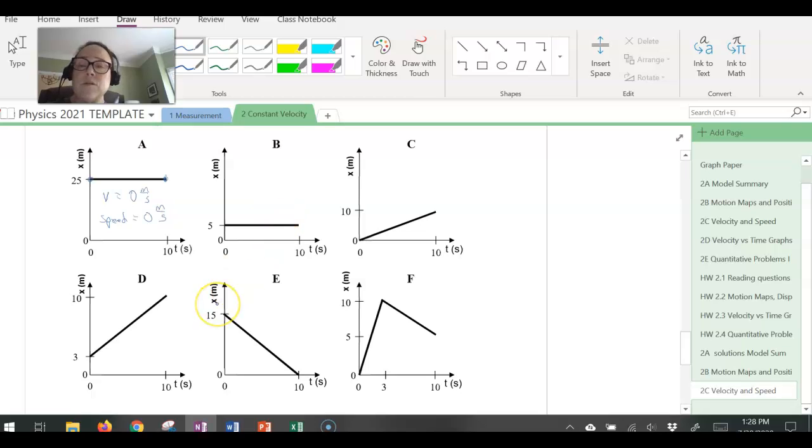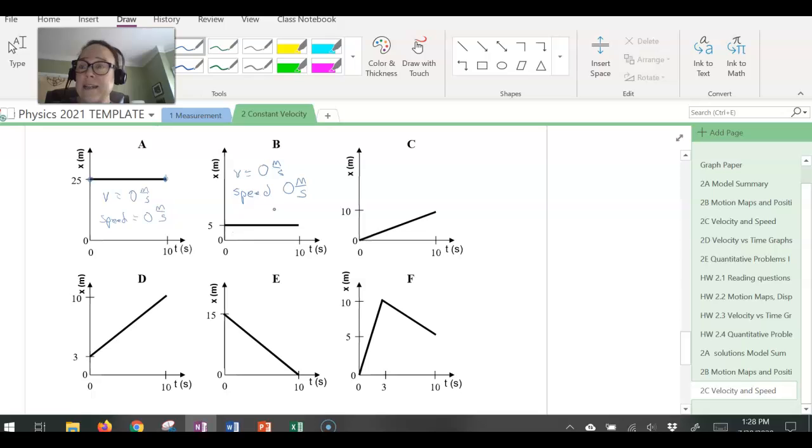I think the same is true in scenario B. Now it's at a different position, right? Here it's at a position of 5 meters, whereas in scenario A it was at a position of 25 meters. But when you have a position versus time graph that is a horizontal line, the position is not changing, and so the object is not moving. So once again, we have a scenario where the velocity is 0 and the speed is 0. Okay, so that's looking pretty simple.